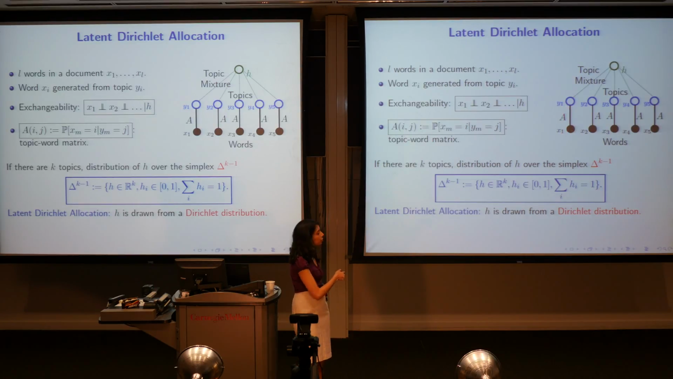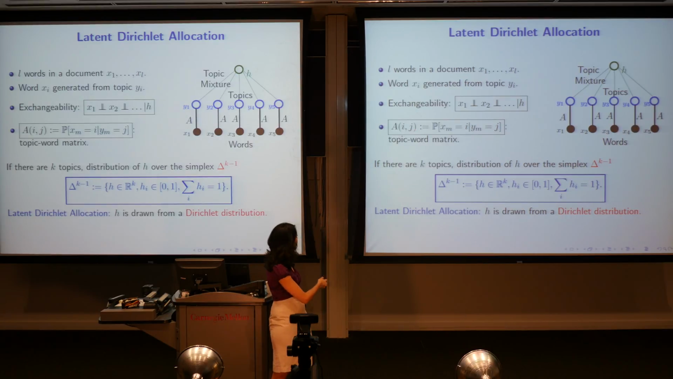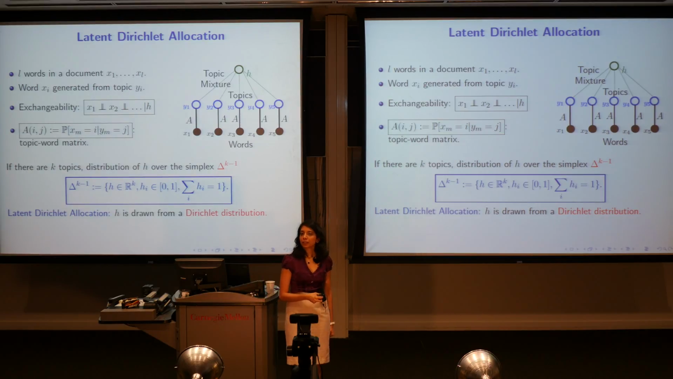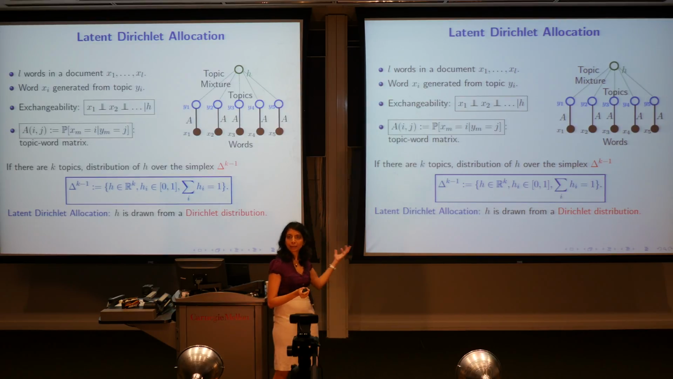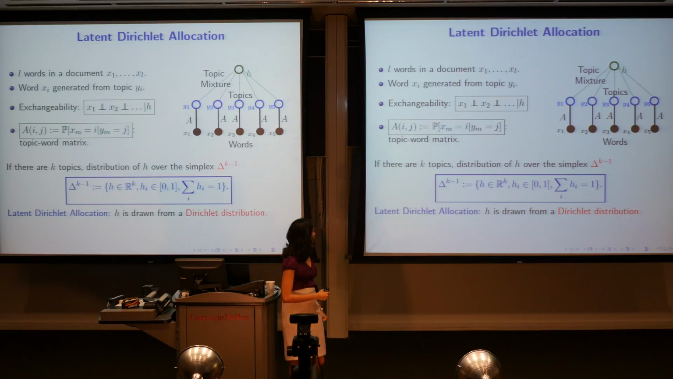And that's given by this topic word matrix or this conditional probability table. In this matrix A, the ijth entry is given by the probability that the word was i, given that the topic was j. And this is an exchangeable or a bag of words model because the order of words does not matter, because they all have the same conditional distribution once I fix these topics here. Rather, the proportions of topics.